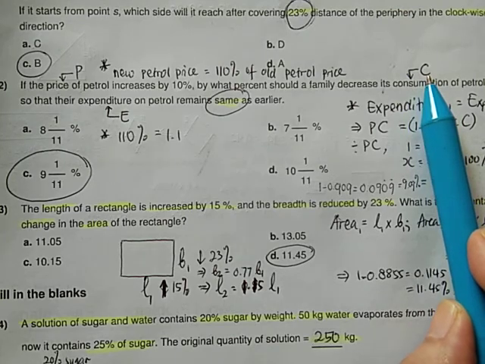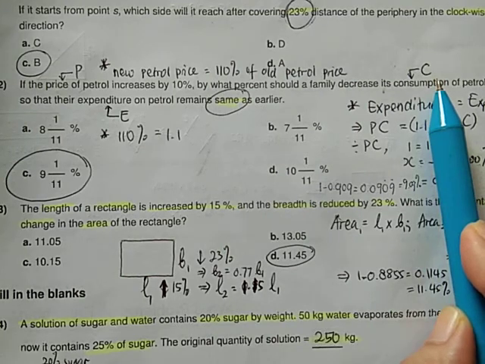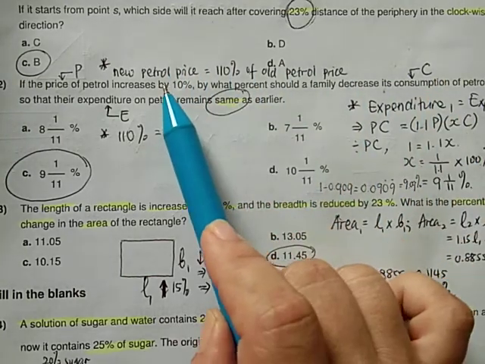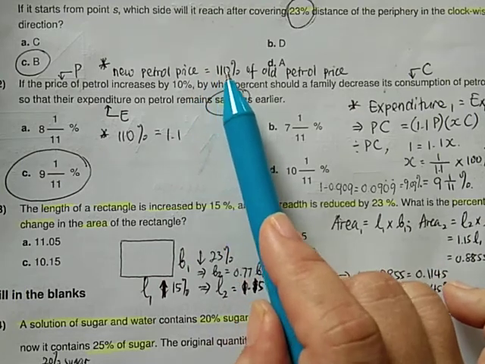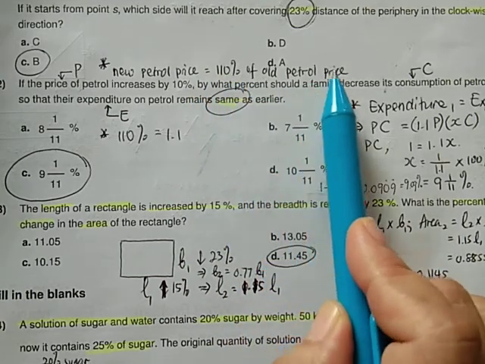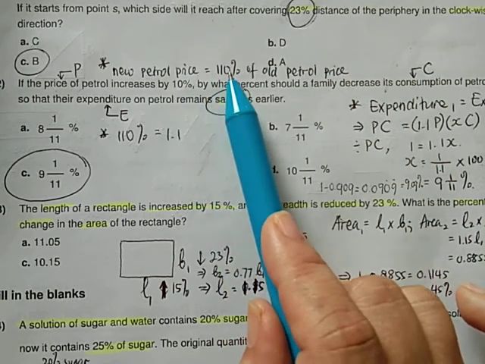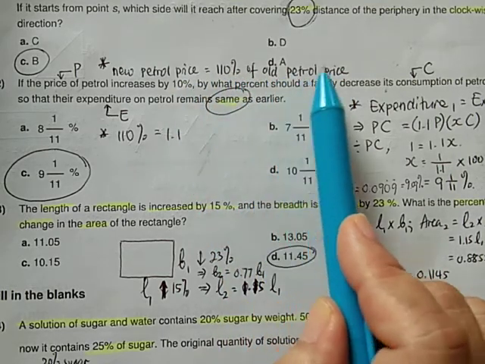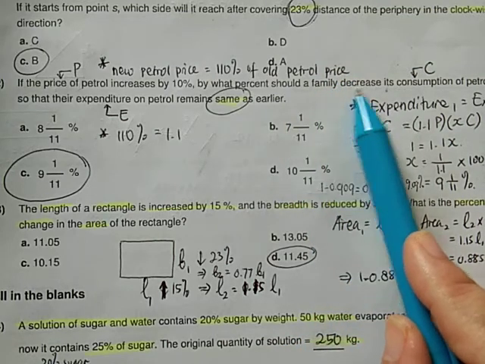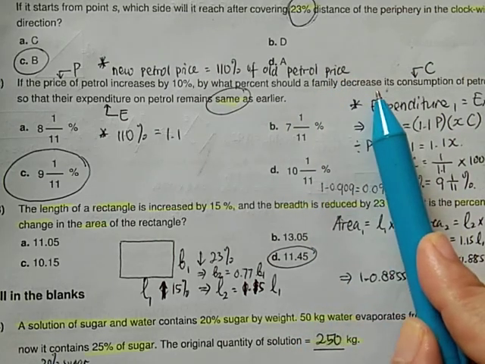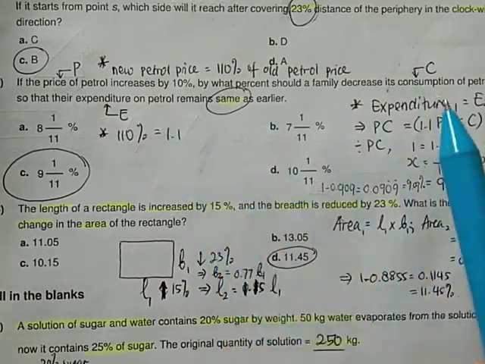Expenditure is the petrol price times the consumption, right? And it's given here that the new petrol price is 10% more, so it's 110% of the old petrol price. 10% more just means 110% of the old petrol price. Now they're asking you how much the consumption must decrease to ensure that they spend the same amount of money.